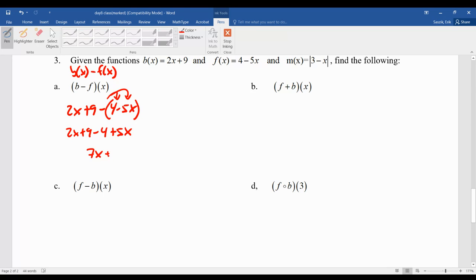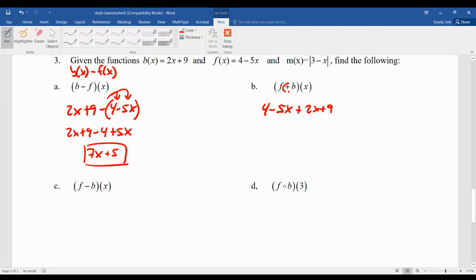9 minus 4, of course, is positive 5. Now this is the same type of thing, right? Except it's plus. Now when it's plus, you don't have to worry. So I'll show you. It says plus b of x, which would be plus 2x plus 9.